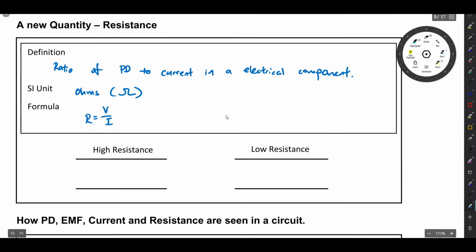Now this is following the definition, but most people like to memorize it as V equals IR, because there's no fraction. So this is easier to remember. Why PD? PD, potential difference.